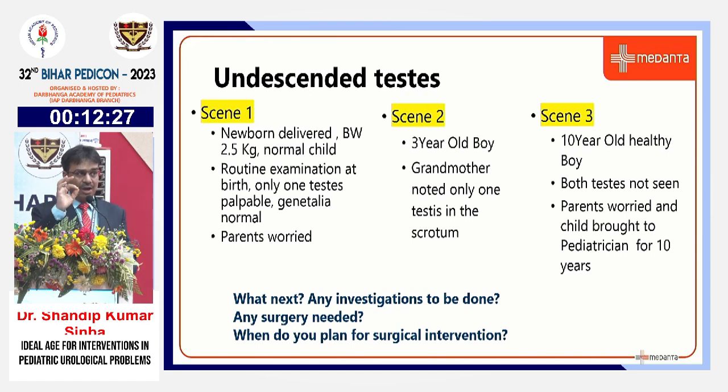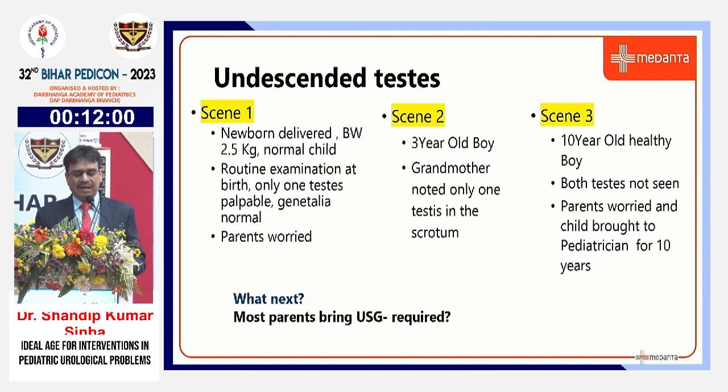Now, I want you to take a split-second decision in all of this. Do not try to go into details. The first and foremost question which comes to our mind is, what next investigation, and we are prone to write an ultrasound. Obviously, the parents will ask, Doctor, will surgery be needed or not? This will answer it definitely. If the testis is not there in the scrotum, it has to be brought to the anatomical site so that it can function properly. And when do you plan for surgical intervention? Obviously, most of the time, ultrasound is written.